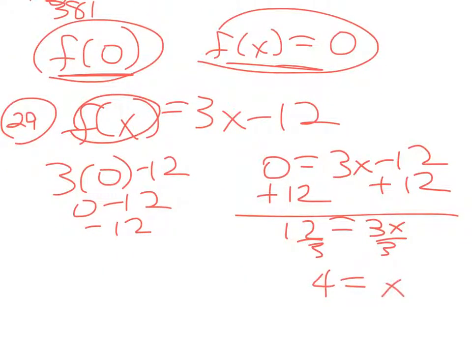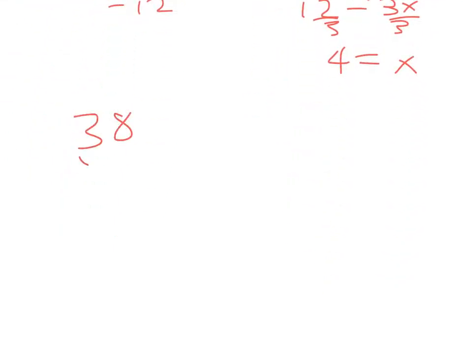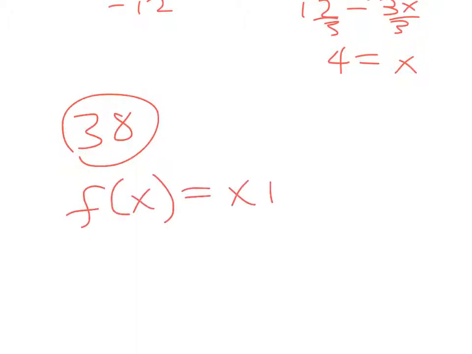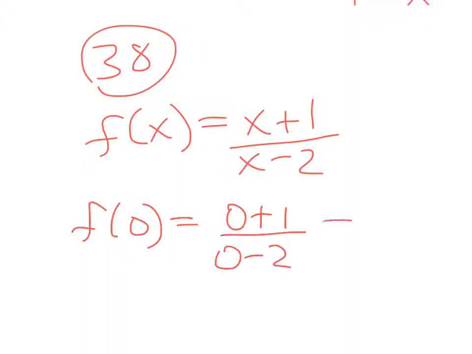Be familiar with the factoring questions that were down at the bottom. So remember when you did, say, number 38. You're going to plug in 0. So here's the problem. So on the question where you're going to plug in 0, you're going to do 0 plus 1, 0 minus 2, and you get 1 over negative 2, so it's negative half.